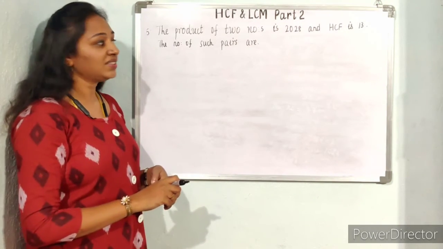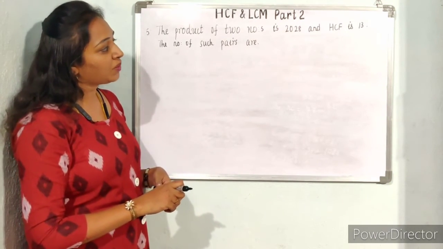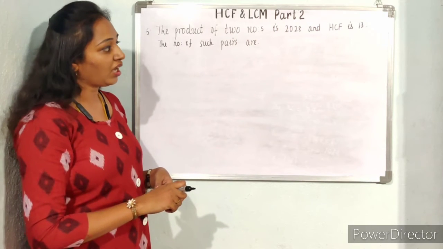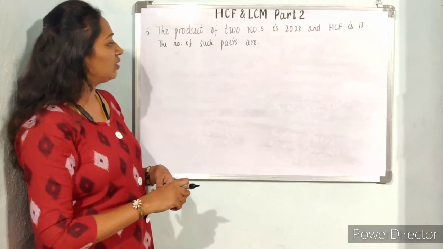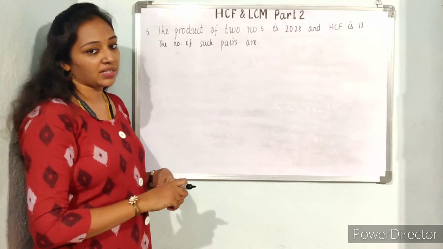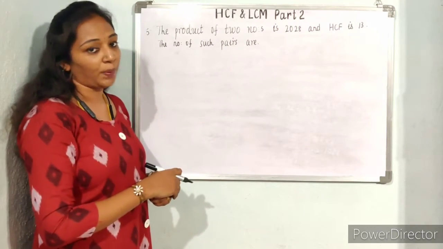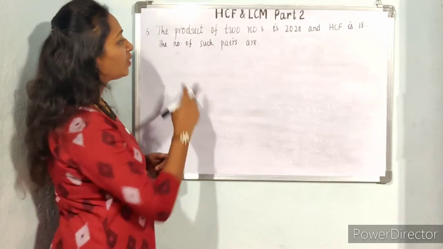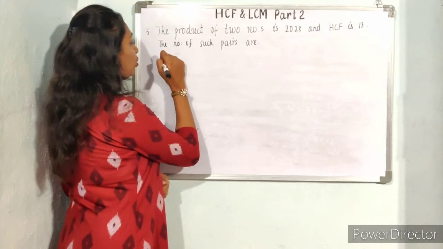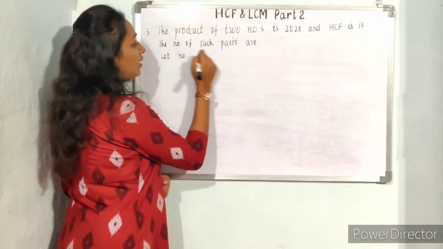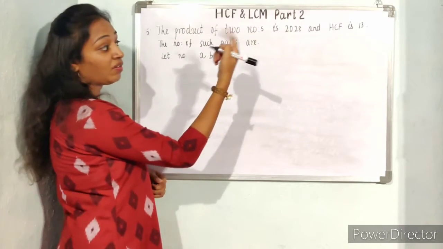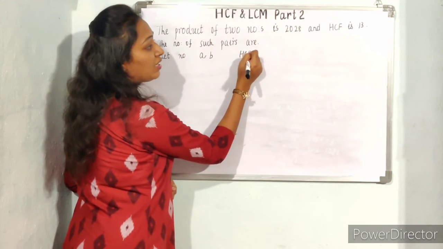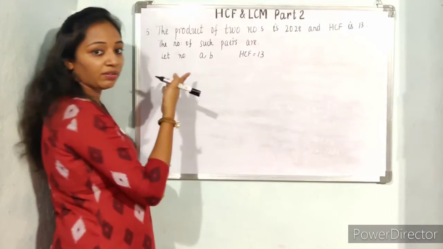So the next problem is, the product of two numbers is 2028 and HCF is 13. The number of such pairs are, they are asking for the coprime numbers. How many pairs of coprimes are there? So first what they have given, the product of two numbers. So let the numbers be A and B, and they have given the HCF. HCF is equal to 13.